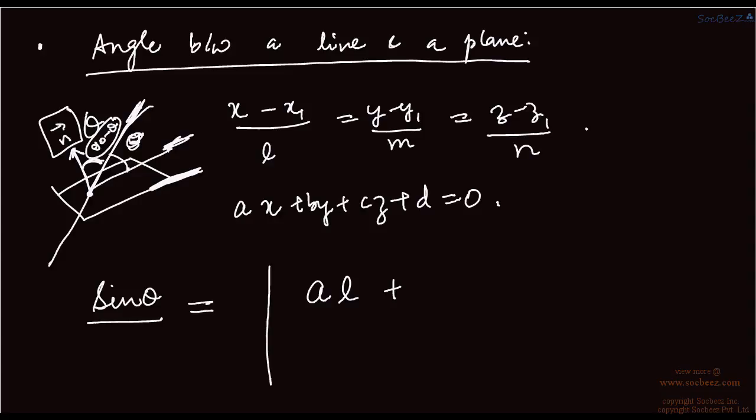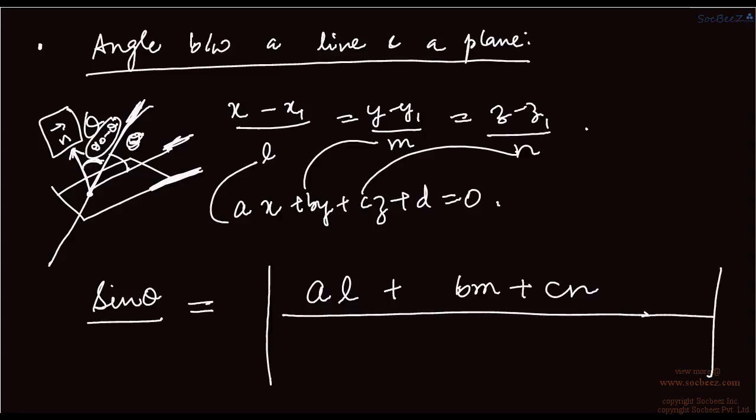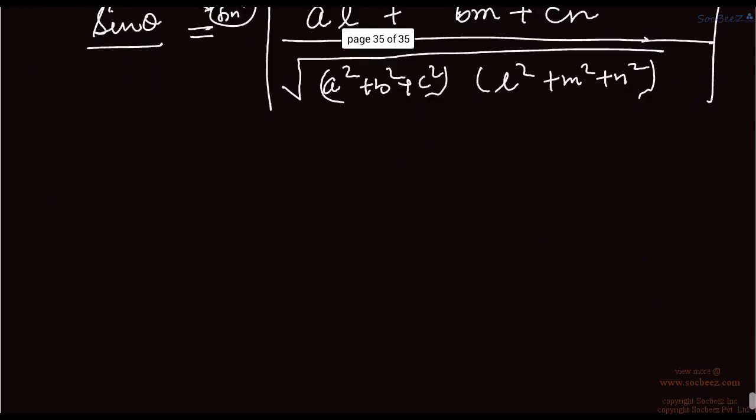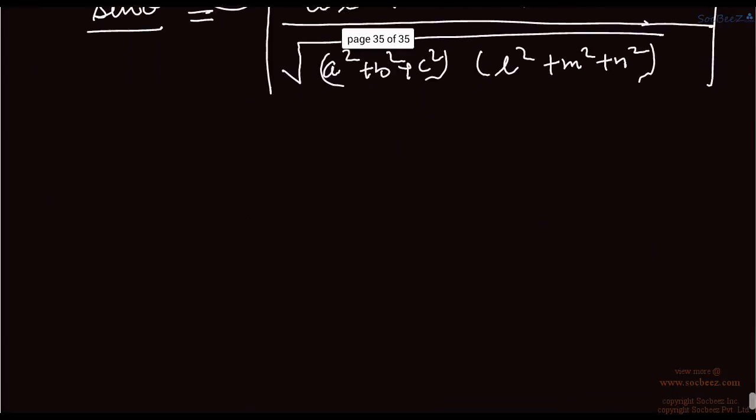So sine theta will be (aL plus bM plus cN) divided by root over (a square plus b square plus c square) and (L square plus M square plus N square). This is the sine theta. So theta can be calculated by taking the sine inverse of this. Okay.